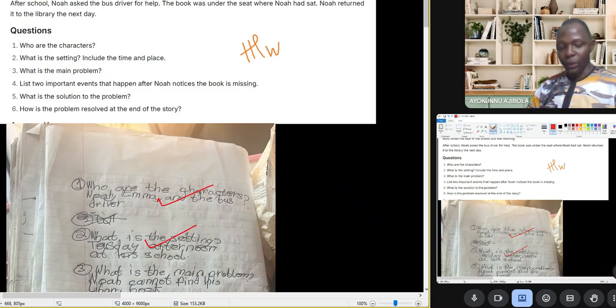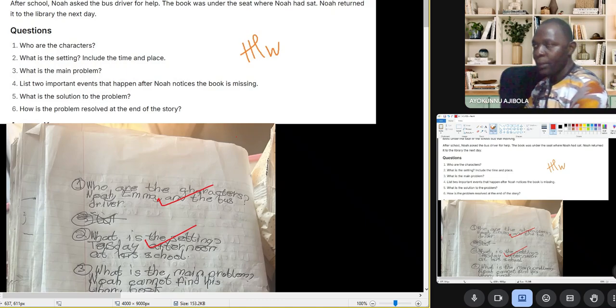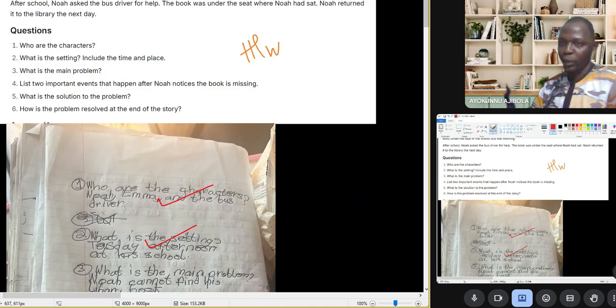Then which other location was involved? The school bus, right? Yeah. So when you were asked about the setting, you said include time and place. So you said the school library and the school bus. So Tuesday afternoon. Okay. What is the main problem? The main problem is that he cannot find his library book.